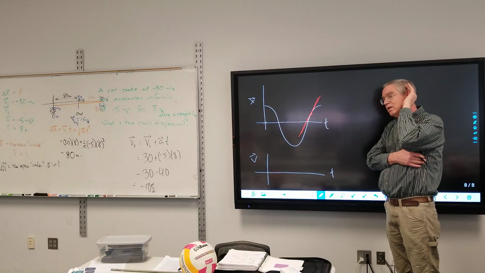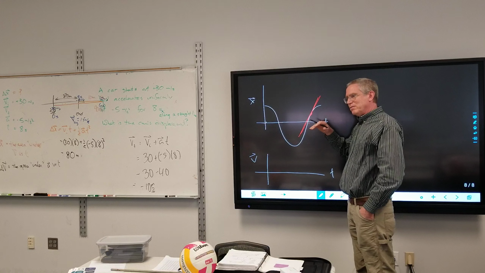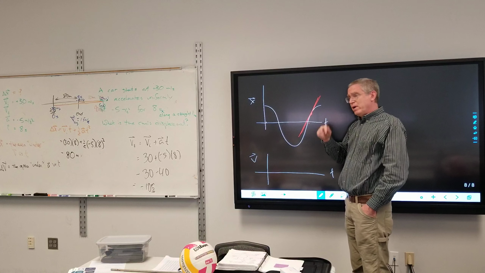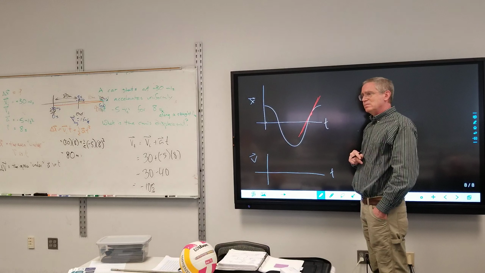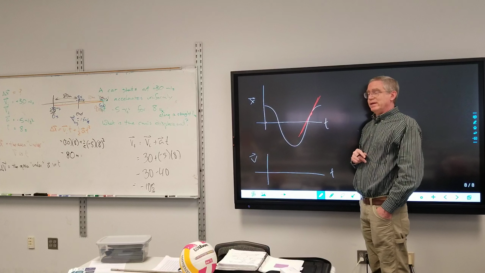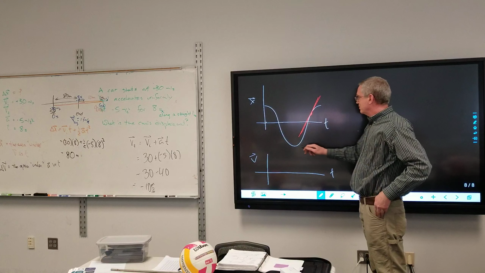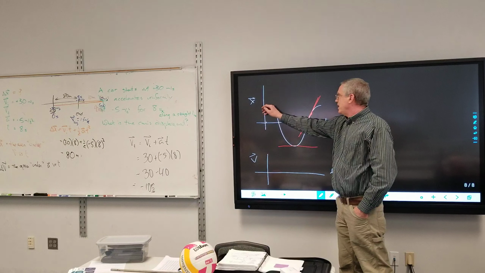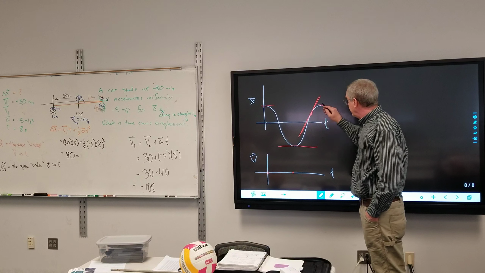Pardon? The t-axis? So you said if it were parallel to the t-axis, so where on this curve would the tangent be parallel to the t-axis? Jacob? The bottom of the curve. Yeah, down here, and the top. So the tangent here, here, and here is 0. So that would be 0 there, 0 there, and 0 there.